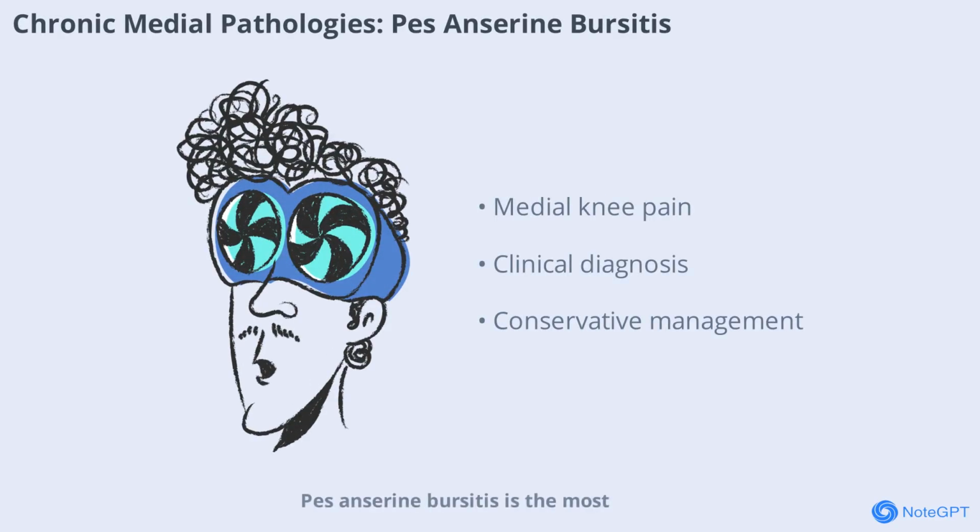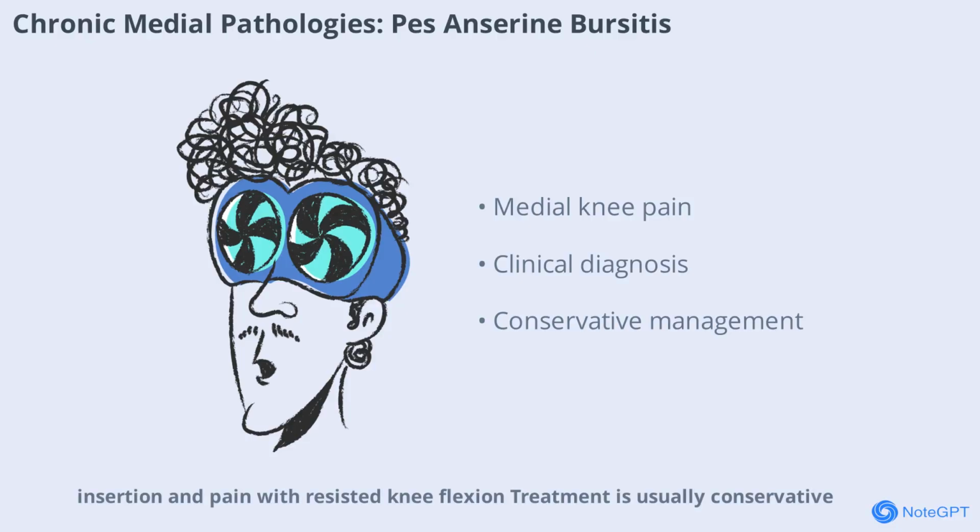Pes anserine bursitis is the most common chronic medial distal hamstring condition. It involves inflammation of the bursa located between the pes anserine tendons and the medial tibia. Patients typically present with medial knee pain, especially during activities like climbing stairs or rising from a chair. Diagnosis is clinical, based on tenderness over the pes anserine insertion and pain with resisted knee flexion. Treatment is usually conservative, including rest, ice, NSAIDs, physical therapy, and sometimes steroid injections.